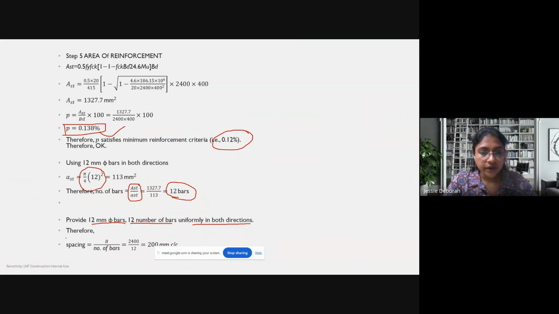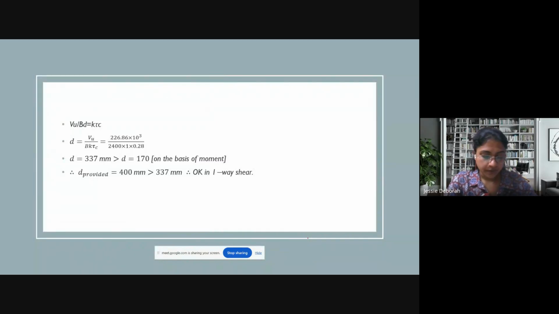Okay, so now we are going to see at what spacing we are going to give. For that we know b divided by number of bars, that is 2400 divided by 12, that is going to be 200 center to center spacing. Okay, right. Now that is over. Now we are going to check for one way shear. Now the design is over. We have calculated.